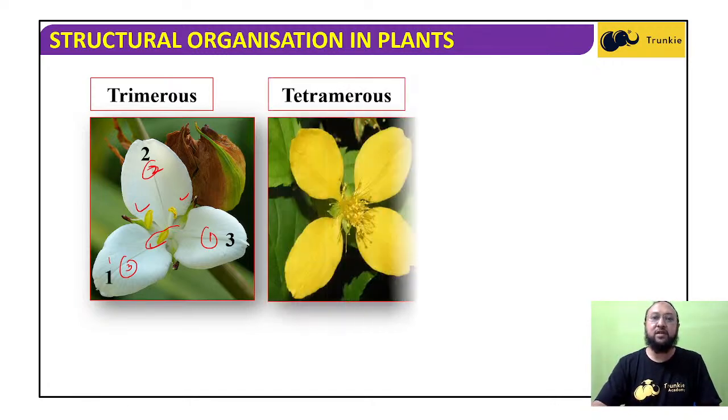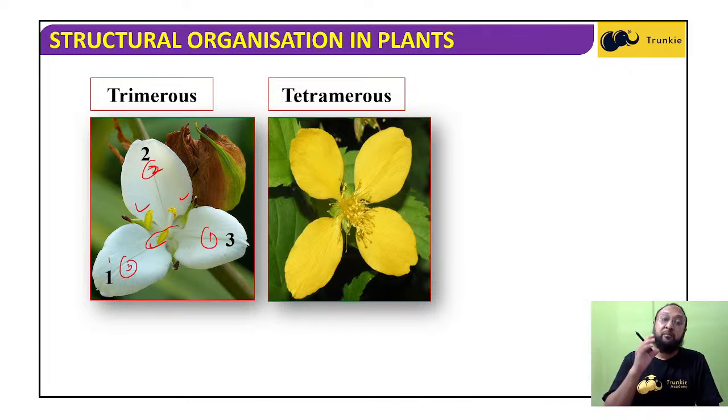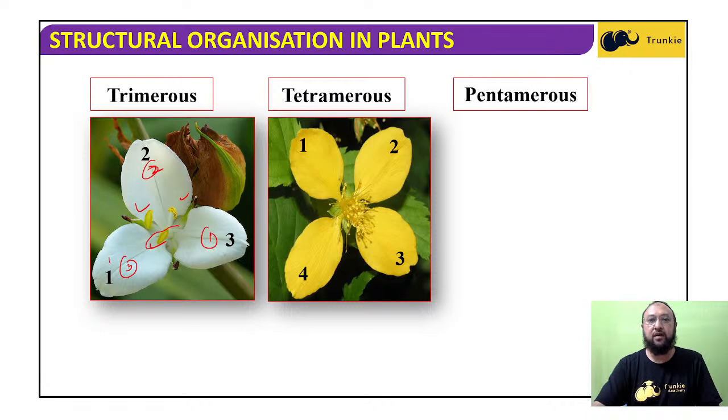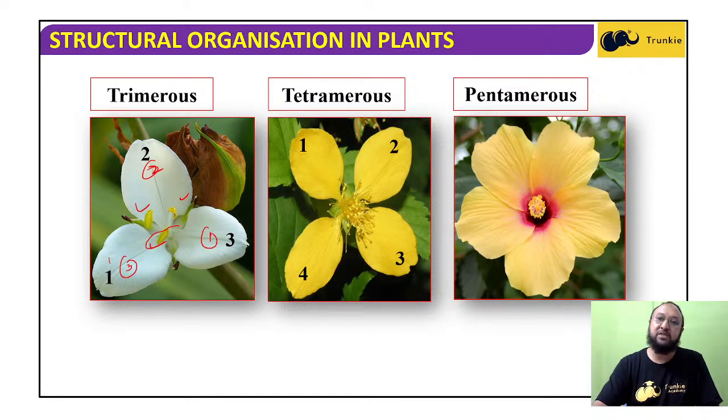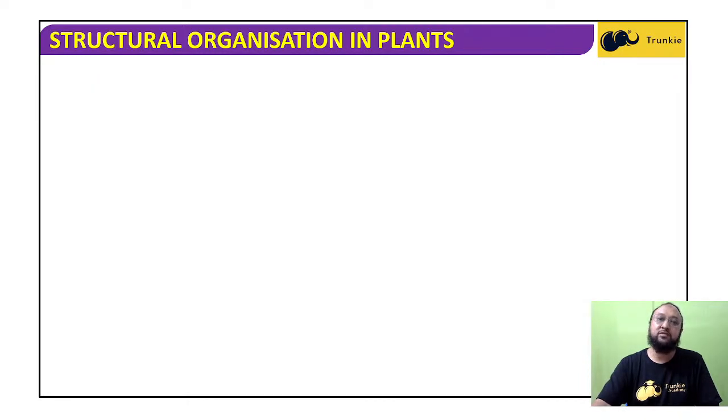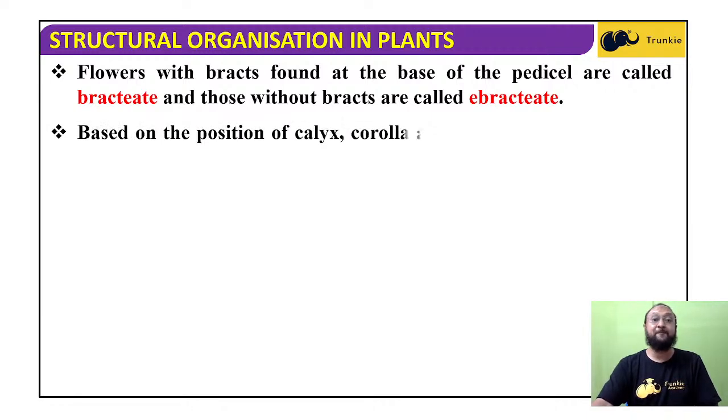Then again, tetramerous: when we see the petals are 4 in number, it is tetramerous, and when they are 5 in number, it is called pentamerous. So it is pentamerous when the petals are 5 in number.